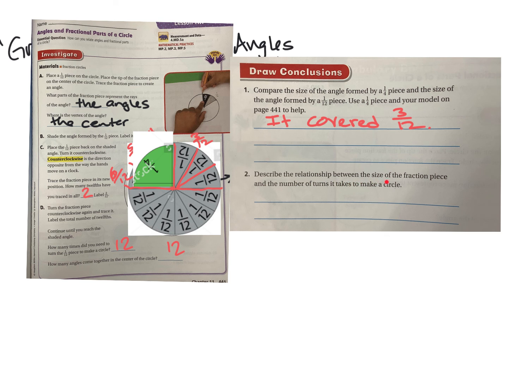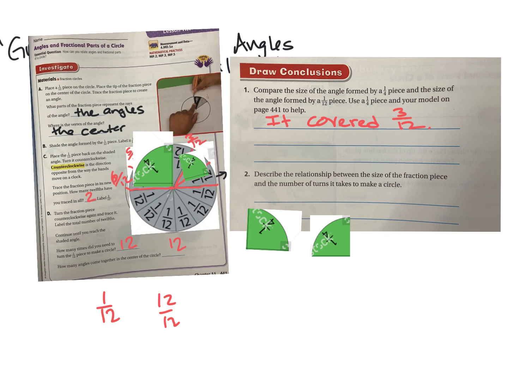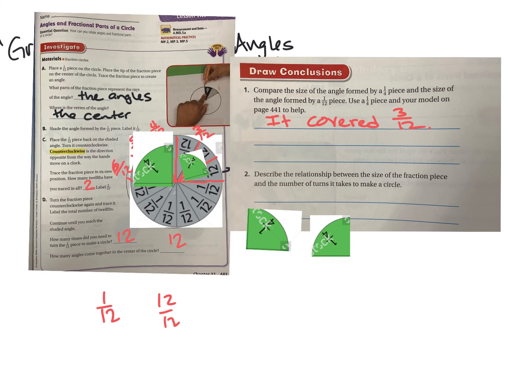Describe the relationship between the size of the fraction piece and the number of turns it takes to make a circle. So let's say I was going to do this amount. We know if the size of the fraction piece was in 12ths, how many times did it take me to turn that 1/12 piece all the way around to make the full circle? It took me 12 12ths, right? What if I used this 1/4 piece? Let's try it. So here is the 1/4 already there. I'm going to turn this piece. Oopsie. Oh, now I'm making a mess of things. Stay there.